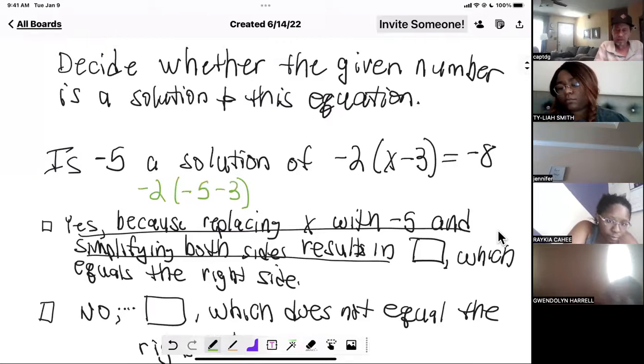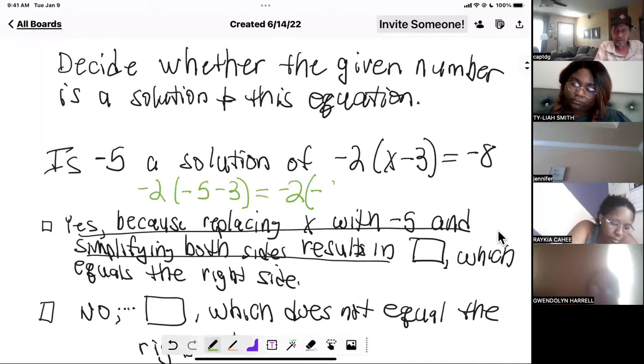Forget about that -8, just simplify it. So -2 times -5 minus 3 is -8. If I multiply them, a negative times a negative is a positive, which is 16. Now, that does not equal -8, right? So the answer would be no.